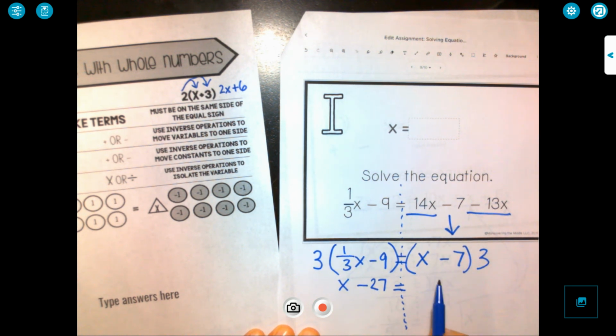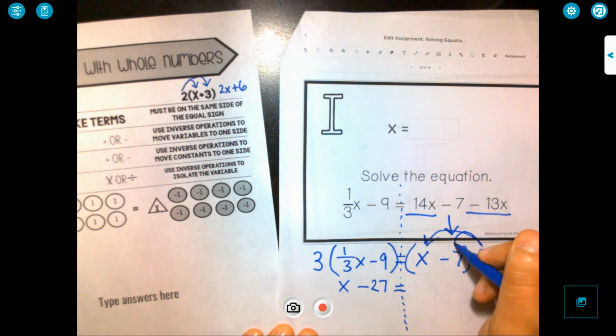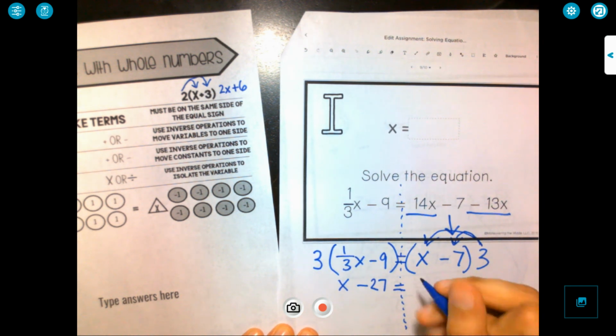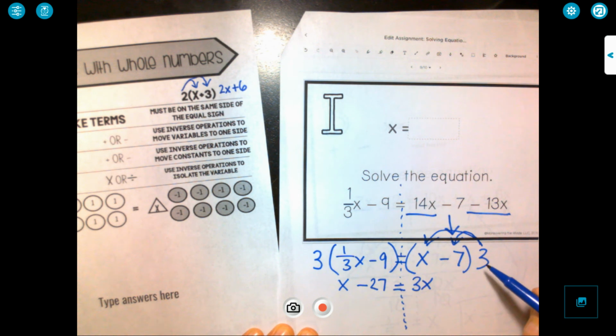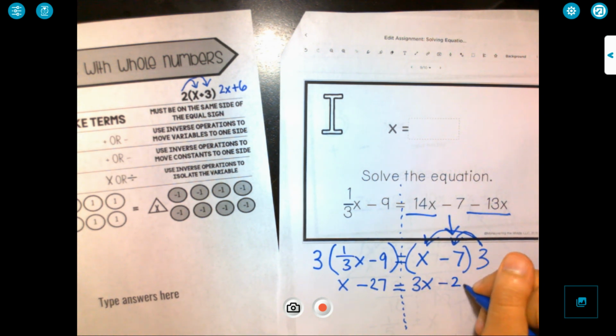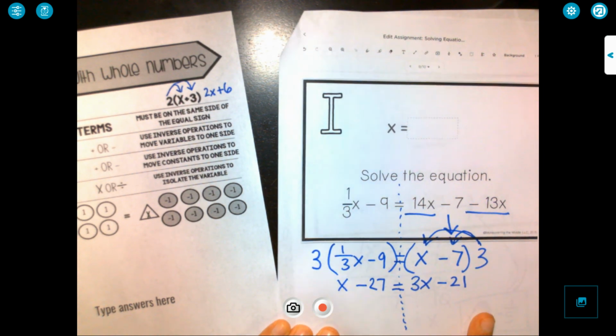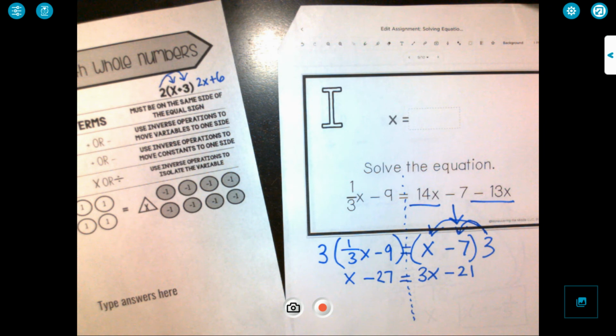term inside. So remember, terms are numbers or variables that are separated by a positive or a negative. So we would distribute this 3 to the x and to the negative 7. So 3 times x, we would get 3x. 3 times negative 7 is negative 21, so minus 21. And then you would proceed to solve just like that. So I think you should be good for the rest on that.